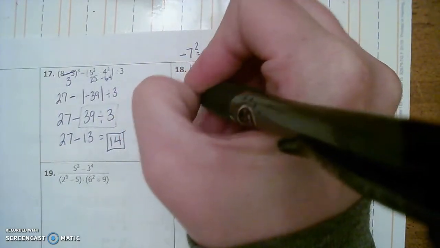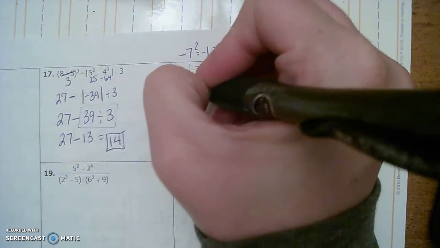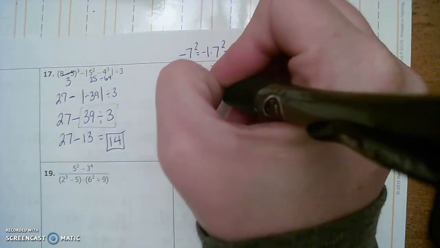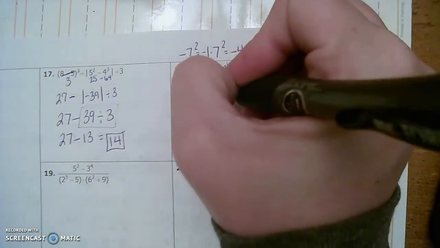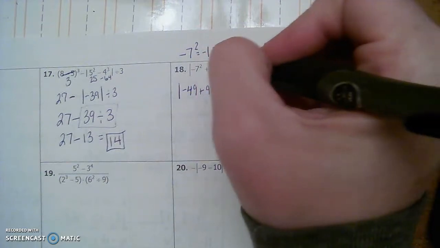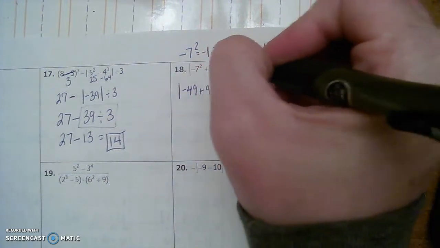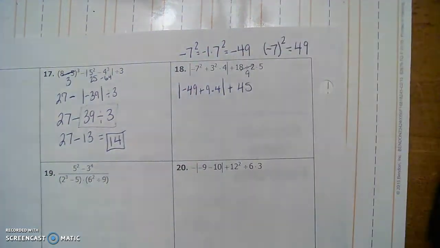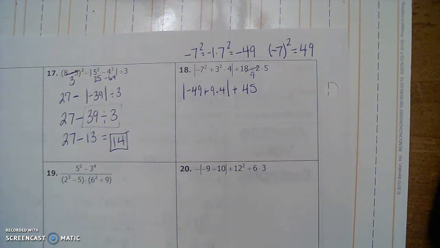So I'm going to rewrite the absolute value. This is negative 49, like I just showed, plus 3 squared is 9 times 4. Plus, I can do 18 divided by 2 is 9. 9 times 5 is 45. So I can do all of that because it's separated from the absolute value bars.